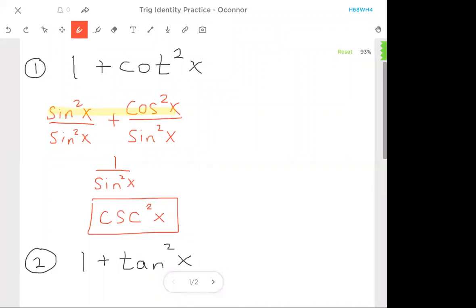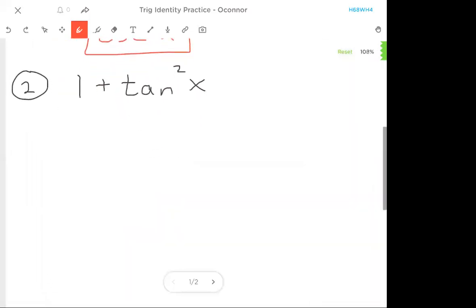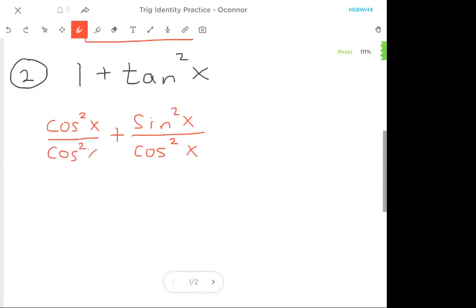The second one is pretty similar. So to do the tangent, I'll write in terms of sines and cosines. So that's going to be sine squared x over cosine squared x. I'm going to add that to 1, but now 1 I'm going to write as cosine squared over cosine squared, so that I have a common denominator. So I have cosine squared x over cosine squared x.